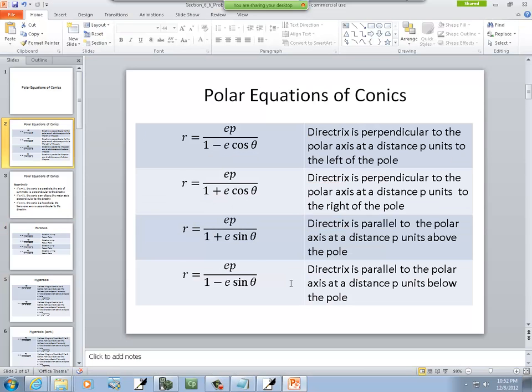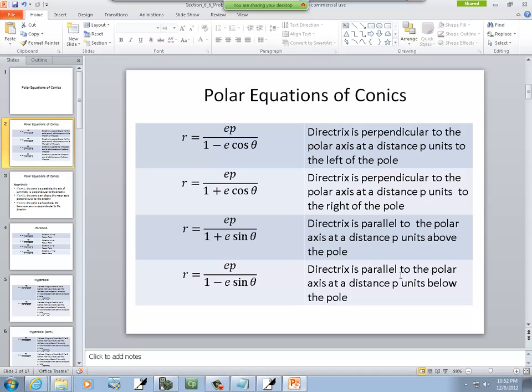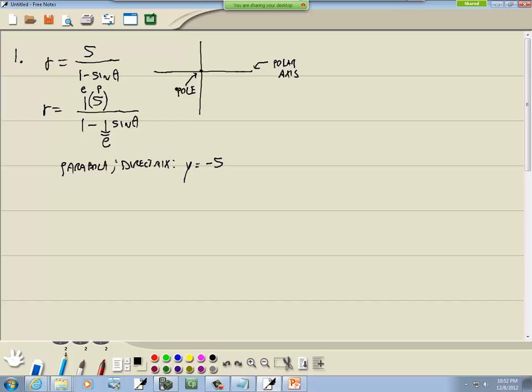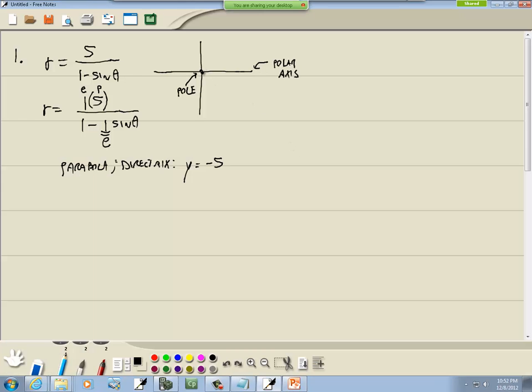Now if I come up here, it's not so easy to see, but the distance is p units below the pole. And it's parallel to the polar axis, so parallel will be this form, a horizontal line, so it'll be y equals. And it says p units below the pole. Well, if this is our pole, and p is 5, that means it's 5 units below, which is y is equal to negative 5. So those are the answers.